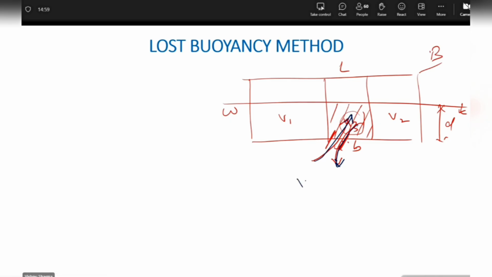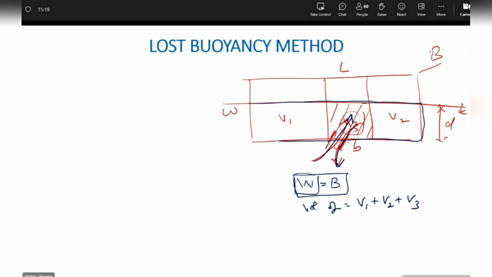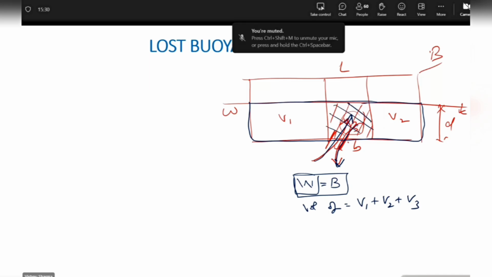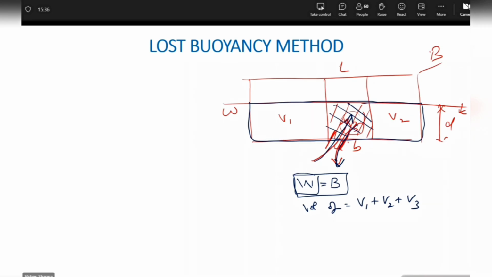So, earlier, I had displacement of W. I had buoyancy B. They were both equal. And the volume of buoyancy that was providing the required buoyancy was the sum total of V1, V2, and V3. Why? Because earlier, all these three volumes were part of the vessel. Now, under this new discussion, we are saying this volume, which is V3, is no more part of the ship because it has been occupied by the sea water, which is freely coming in and going out.